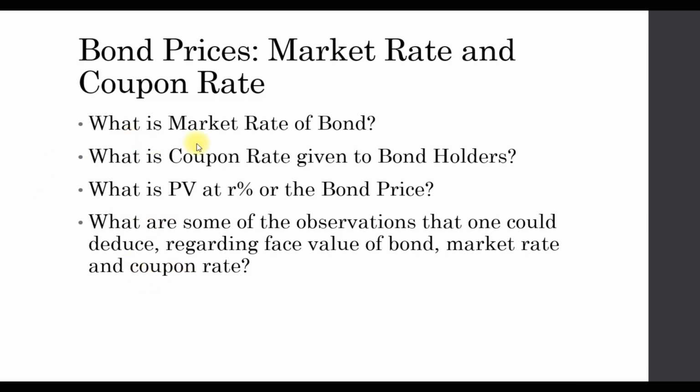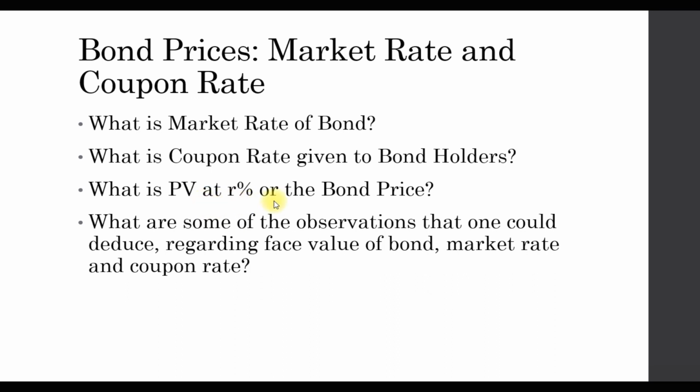So here the market rate of a bond is basically the price of the bond as per the market. It is traded in the market, so whatever is the market price of the bond is in fact the market rate for a bond. Now what is the coupon rate? Coupon rate is basically whatever interest the investor of the bond gets on a yearly basis until the bond matures. So that is the coupon rate.